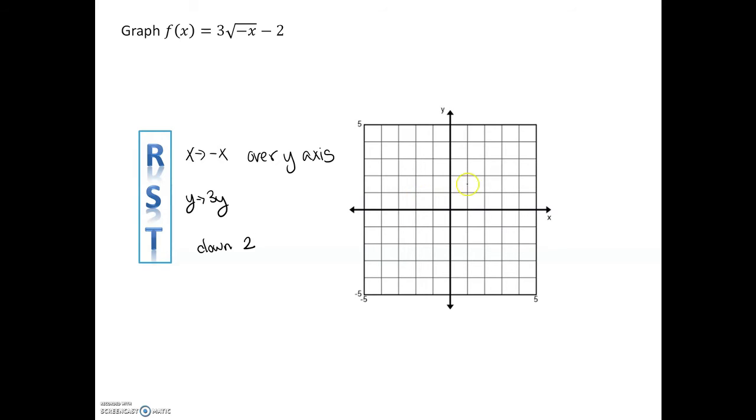Okay. So again, to start my graph, I'm going to draw my parent function. Here is a parent square root function. Okay. And then I'm going to do each of those things. So the very first thing was to do x for negative x. Okay, so every x value gets turned into a negative x.